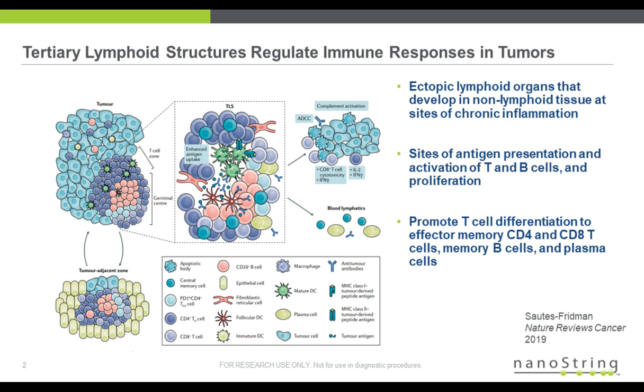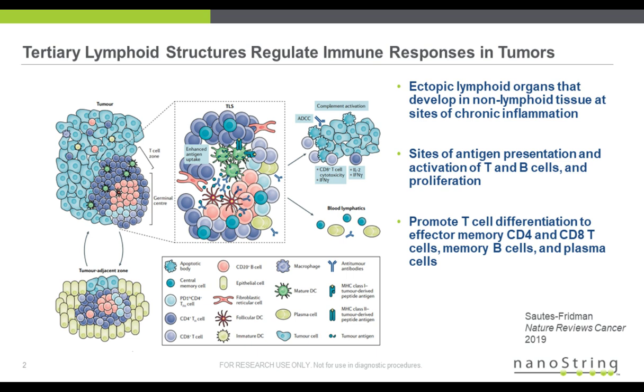I'm an immunologist by training, and so I'm very interested in understanding how cellular immune responses are shaping the tumor microenvironment and the progression of cancer. Specifically, it has become obvious in the field recently that there are structures called tertiary lymphoid organs that arise within tumors that are very important for shaping that immune response.